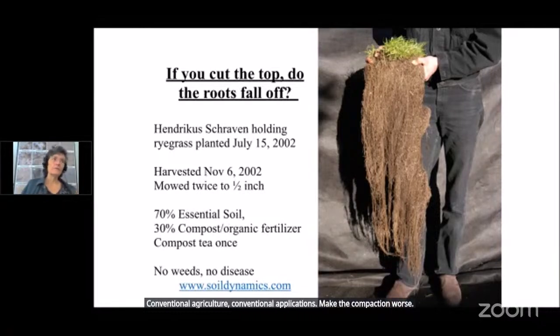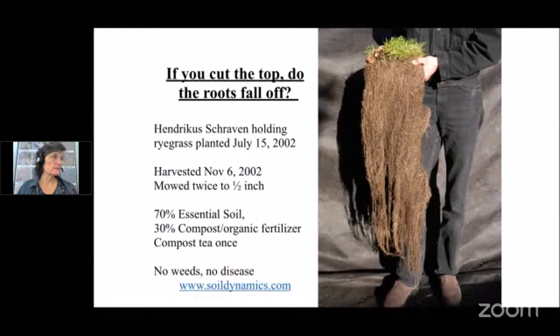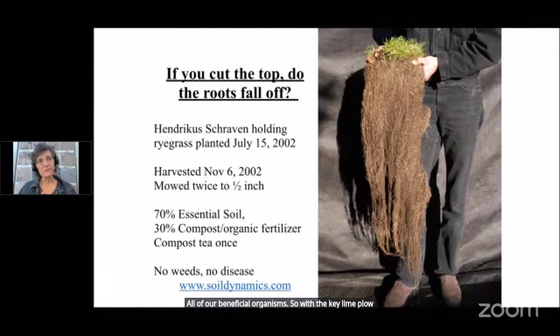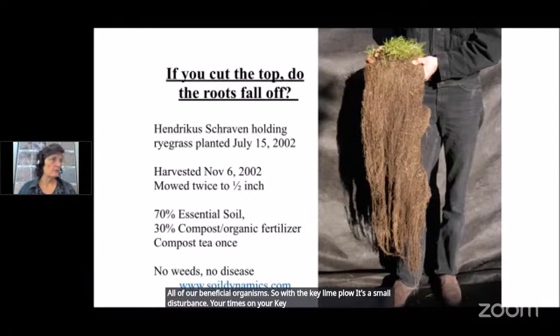We have to come in, often if we want this instantaneous kind of turnaround, we've got to come in with a tillage event. And so in this particular instance, we key-lined in, so it's not disturbing. It's not like coming in with a chisel plow or a disc plow or moldboard or rototiller, which completely and totally disturb the soil and slice and dice and crush all of our beneficial organisms. So with the key-line plow, it's a small disturbance. Your tines on your key-line plow, or yeoman's plow is another name for it, are about 6 feet apart.